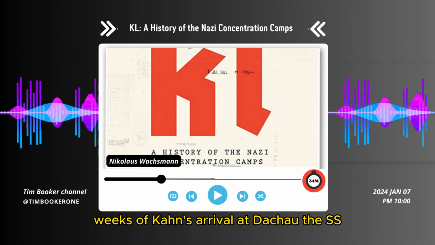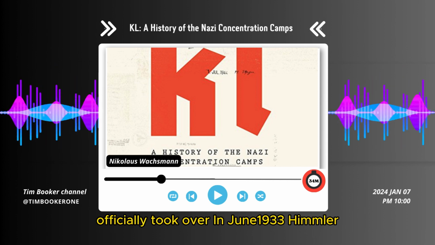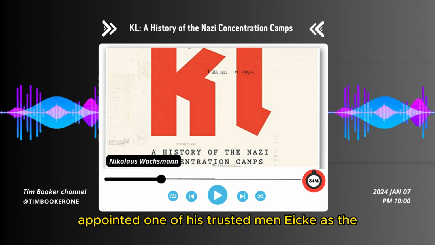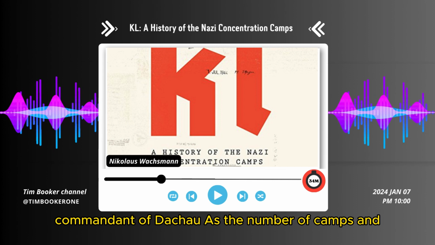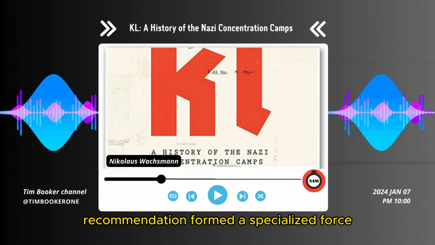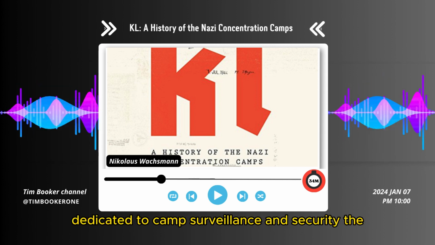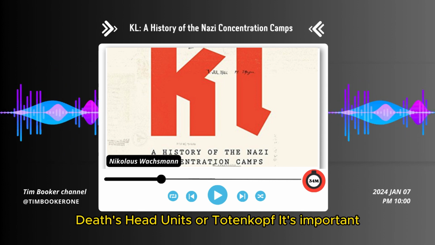Within weeks of Kahn's arrival at Dachau, the SS officially took over. In June 1933, Himmler appointed one of his trusted men, Eich, as the commandant of Dachau. As the number of camps and prisoners increased, the SS, on Eich's recommendation, formed a specialized force dedicated to camp surveillance and security, the Death's Head Units, or Totenkopf.